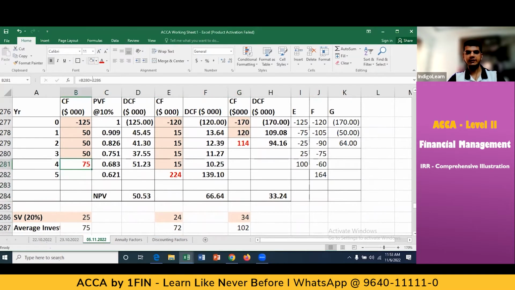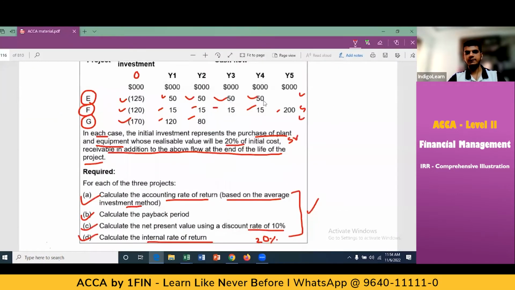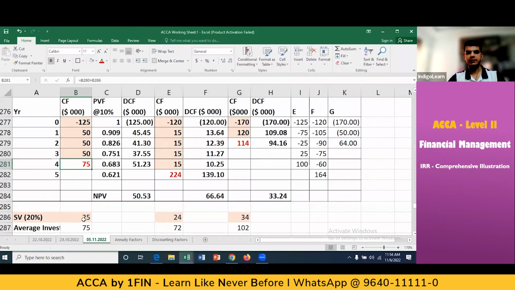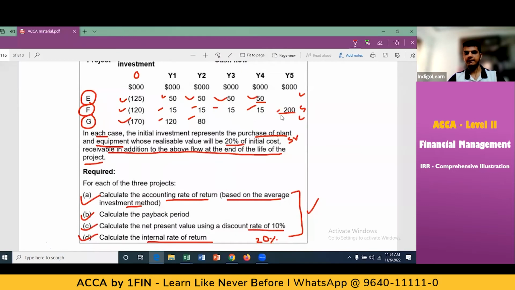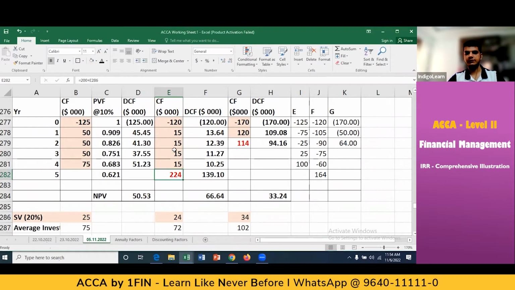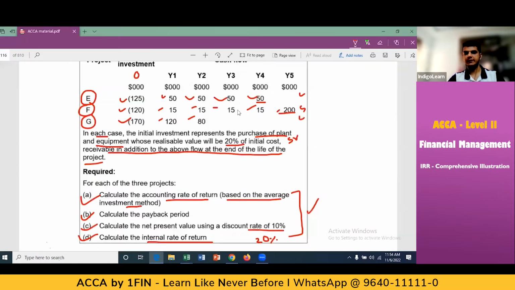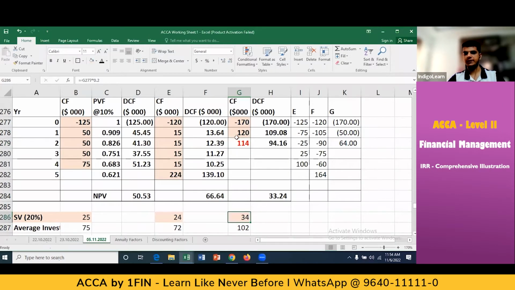So here it was initially 50 plus the scrap value. So 50 was in the question, plus scrap value of 25, total coming to 75. Clear? Okay. Here again, last year it is 200 as given in the question, plus the scrap value, that is 24. So it is coming 224. Similarly, here it is 80, that is given in the question, 80 plus the scrap value, that is 20% of 170, 34, 80 plus 34, it is 140. Okay.